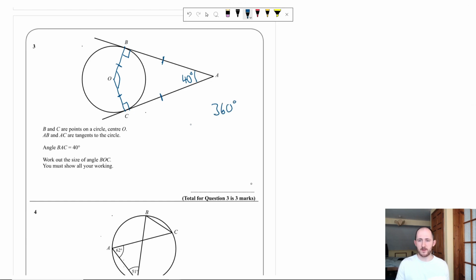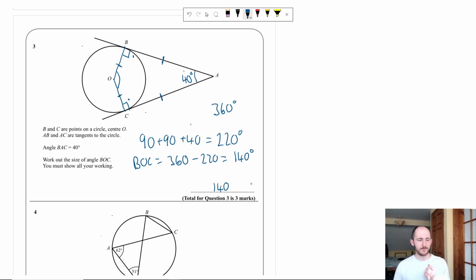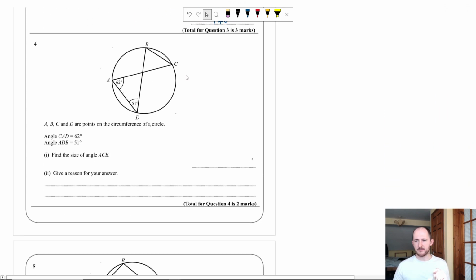Now, how much have we got so far? We've got 90 plus 90 plus 40. 90 plus 90 is 180, plus 40 is 220 degrees. So the leftover angle, BOC, is just going to be equal to 360 minus 220, which is 140 degrees. And you should find that you get that no matter which way you do it. Perfection.